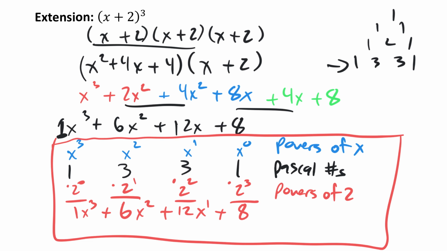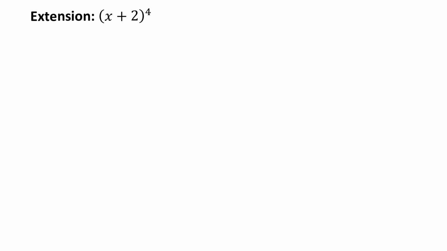So let's give that another try. Let's consider x plus 2 to the power of 4. See if you can use the shortcut with Pascal's triangle and those powers of x's and powers of 2's to just jump to the answer right away. And then we'll check it with expansion.